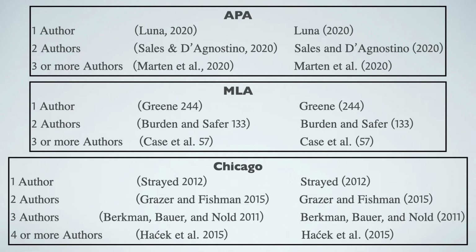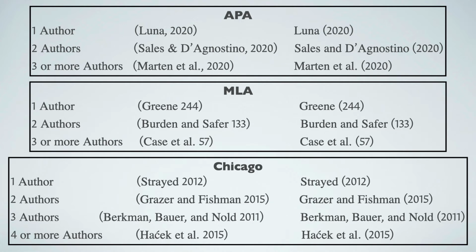Here we may have noticed one thing. When there are three or more authors, both in the case of APA and MLA, we use an expression, et al. It's a Latin expression which means "and others." So it is used in APA and MLA when there are 3 or more authors. But it is used in Chicago when there are 4 or more authors.